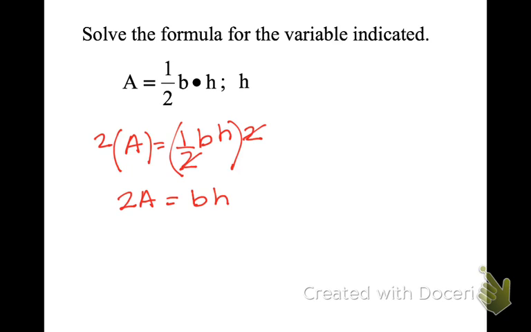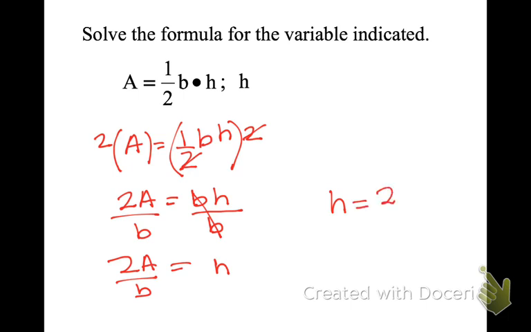And what would I do next? Divide by b. Right, leave the h alone. The only time I would move what I'm trying to solve for is if it's in the denominator. And it's not, so leave it alone, don't touch it. So now I have h equals 2a over b. And then I flip it around, h equals 2a over b. H is now given in terms of a and b.